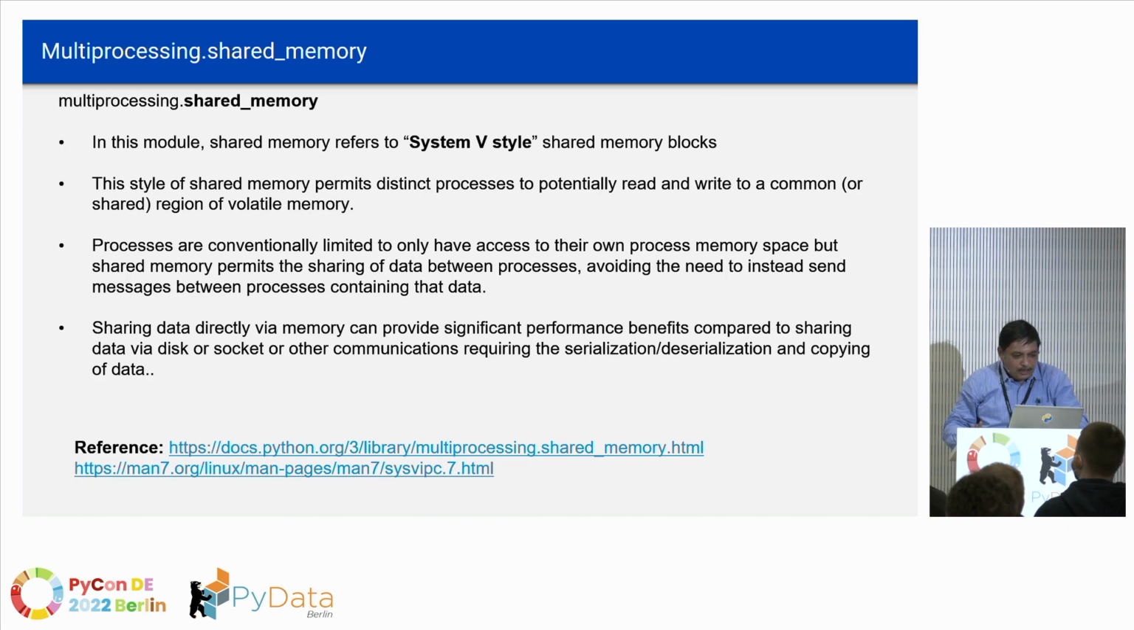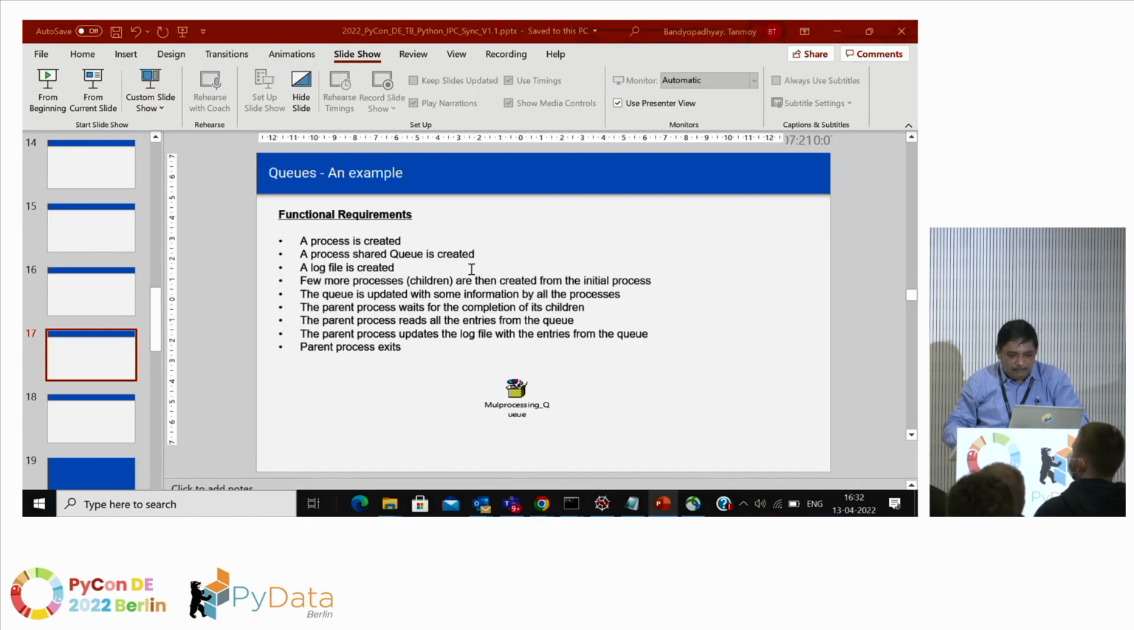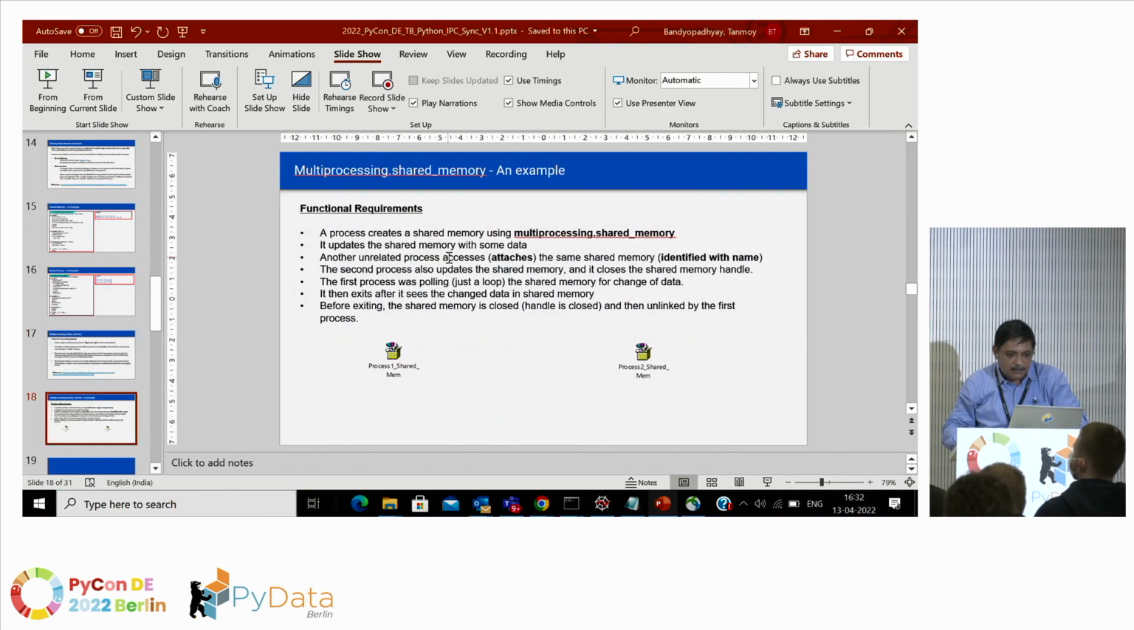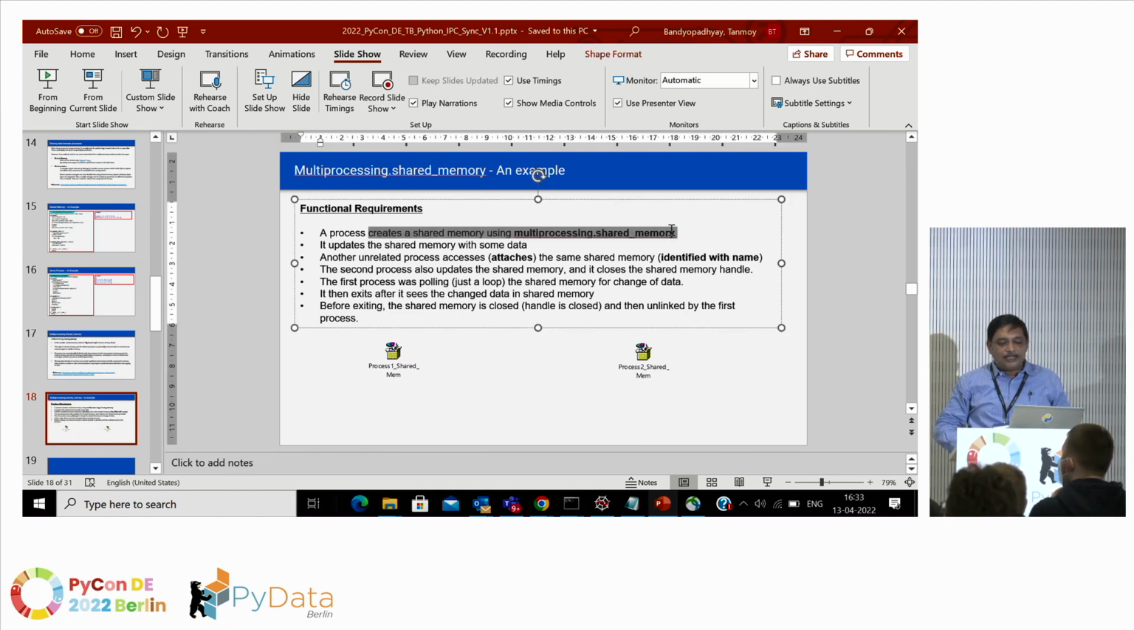Okay, so with that, let's just see the example. Just quickly read it once. Which module am I using? I am using the multiprocessing.shared_memory module, and then one process. One process needs to create a shared memory.